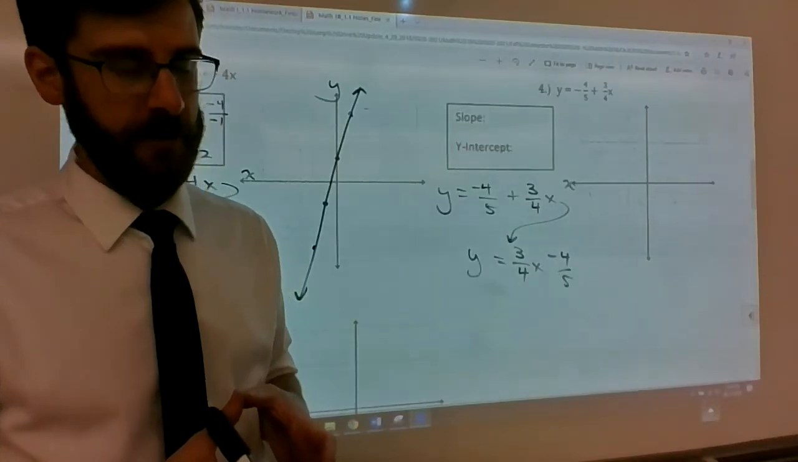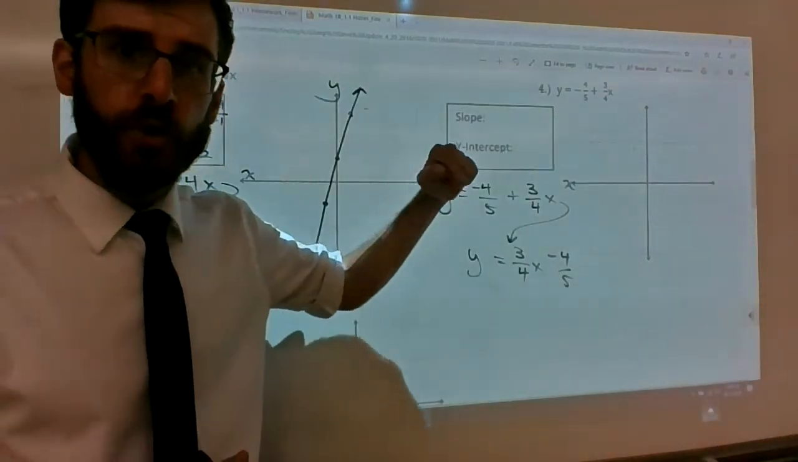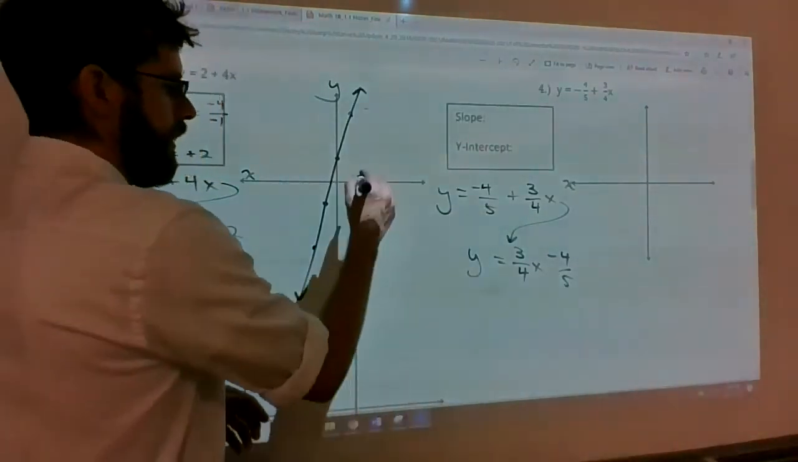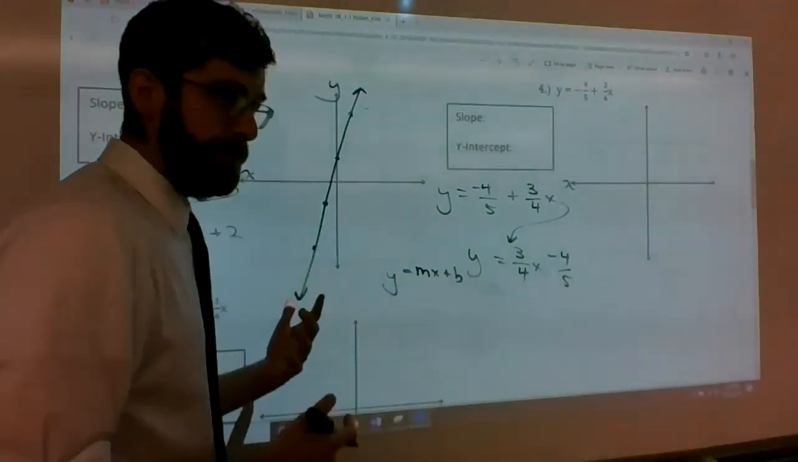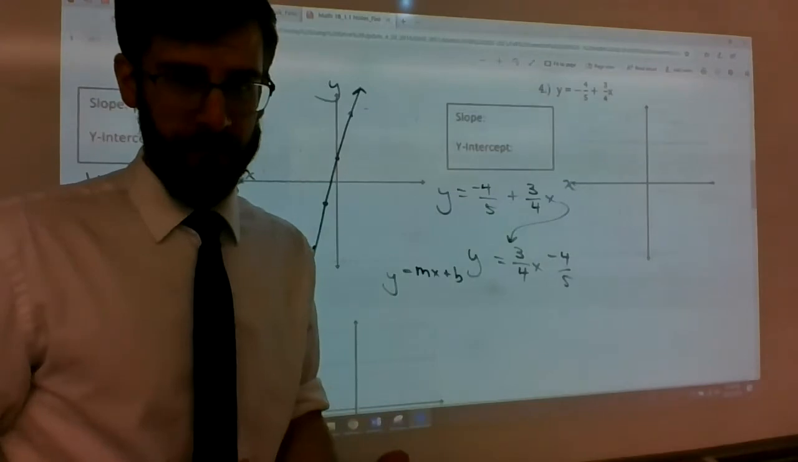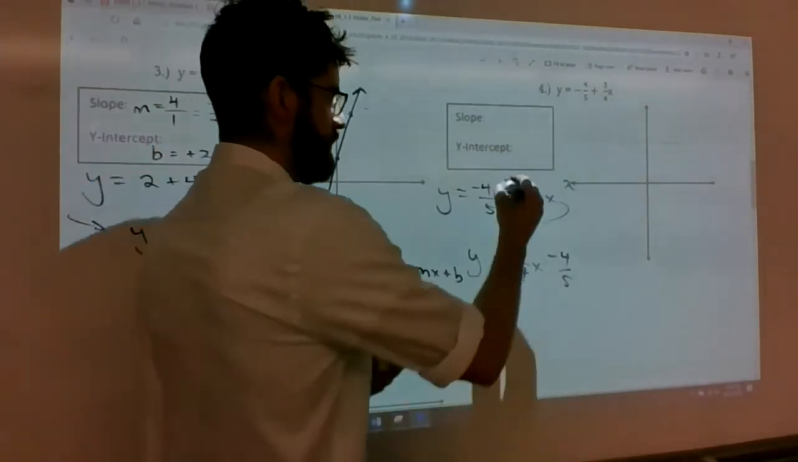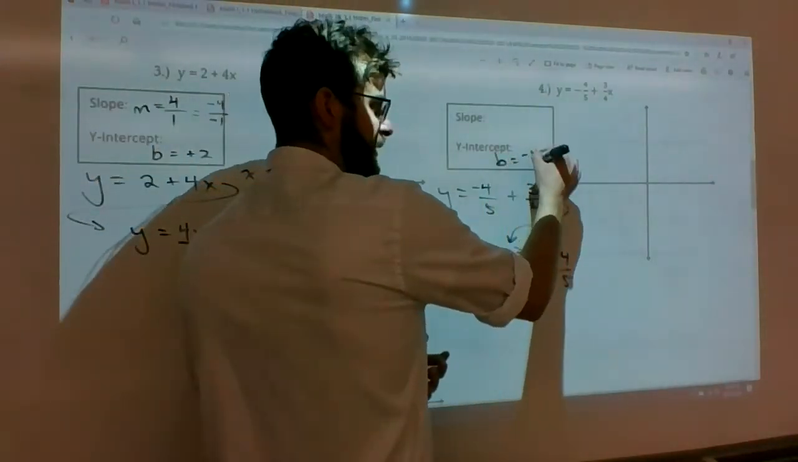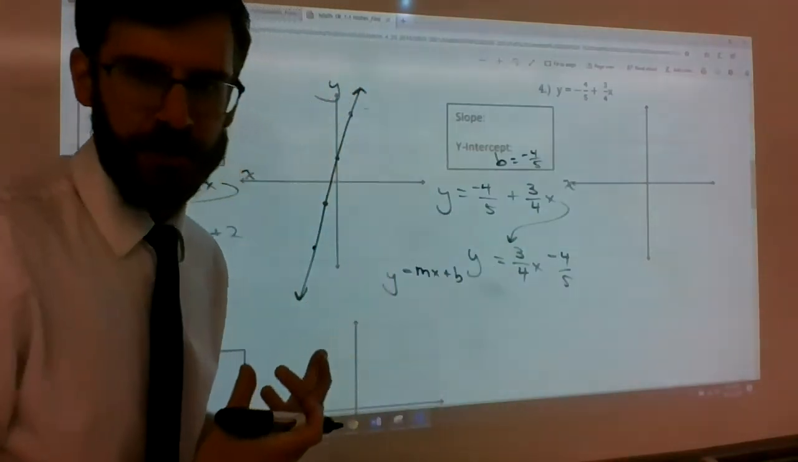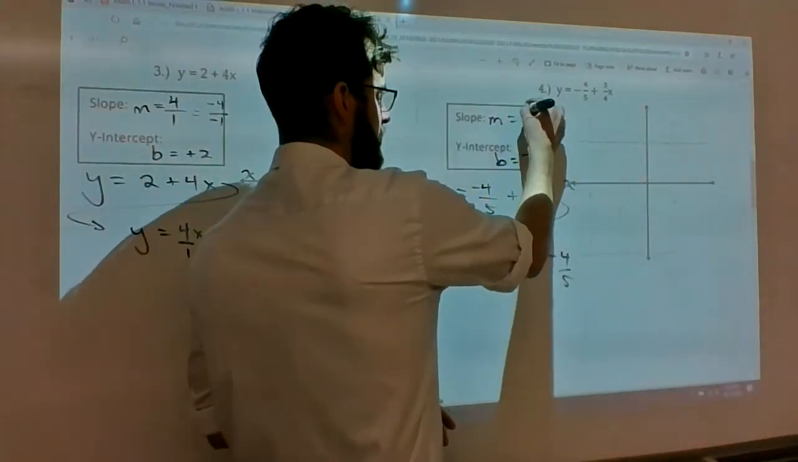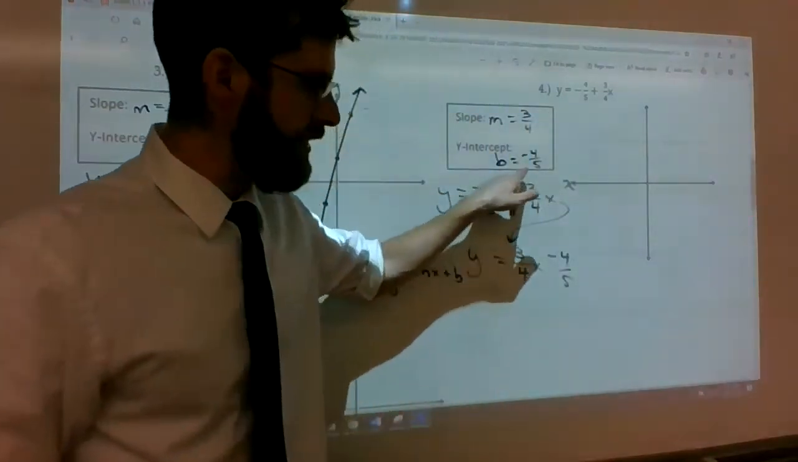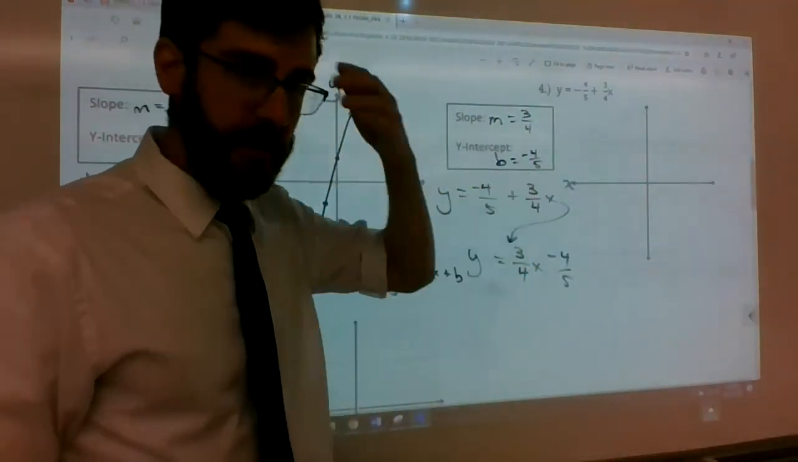3/4 x minus 4/5. And then you got to ask yourself, okay, what is the place where this thing's going to cross the y-axis? It's the number that you add to or subtract from the mx. y equals mx plus b. So the plus b is negative 4/5. So there's really nothing tricky about the identification of what's going on. 3/4 is the slope.